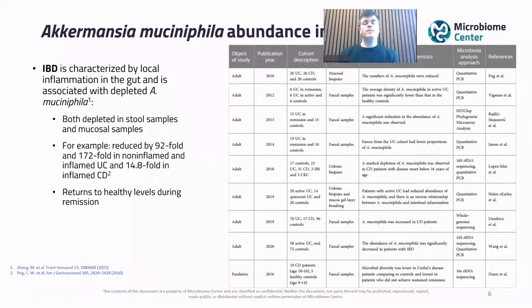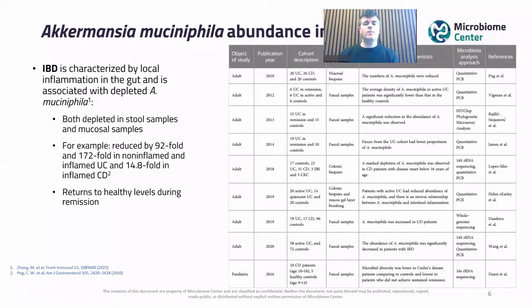And in each of these studies, it has been found that Akkermansia was depleted, both in stool samples as well as in mucus samples. To name one example, one study found a 92-fold depletion of Akkermansia in ulcerative colitis patients with no active inflammation, and double that, a 172-fold reduction, in ulcerative colitis patients with active inflammation.